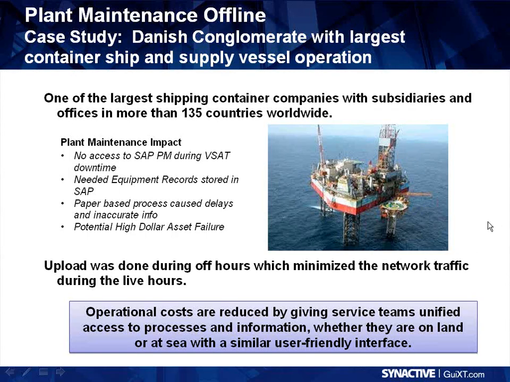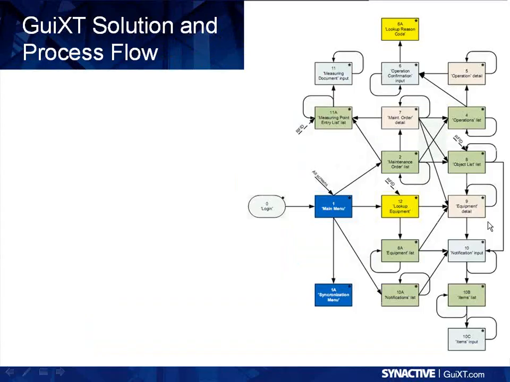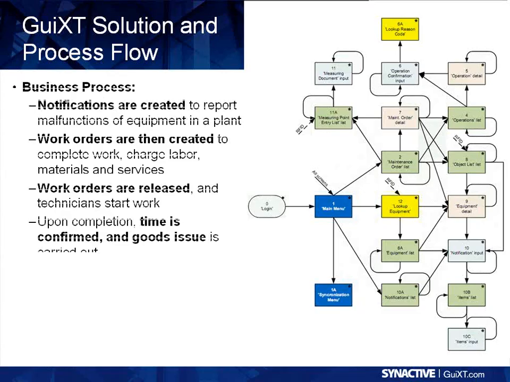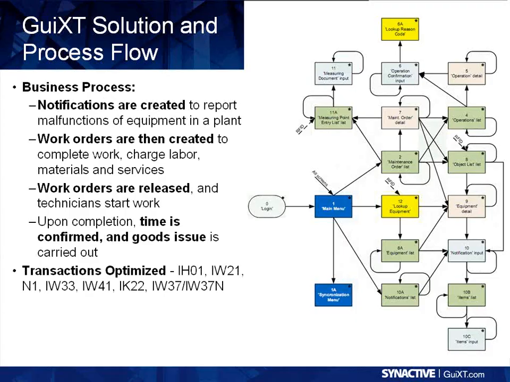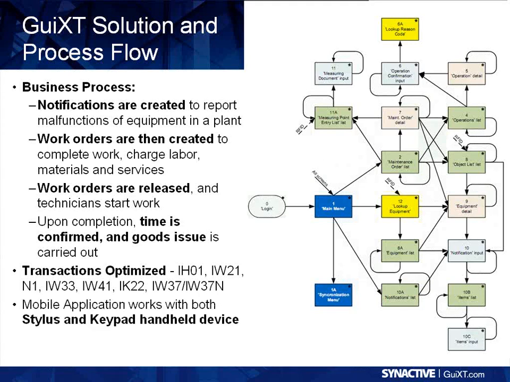Okay. So just to recap, this is the actual process flow that was done for this customer. You can see it's quite complex. And as Tony mentioned, we went through notifications, work orders. Basically, the navigation can be done in any number of ways, depending on how the user wants it, since we don't have any connection to SAP. Okay, and the transactions that were optimized you see listed below.